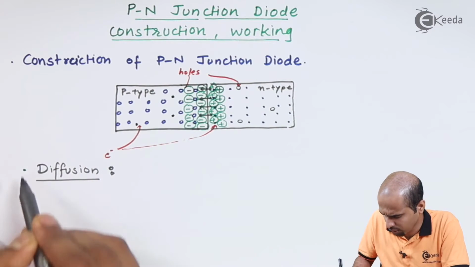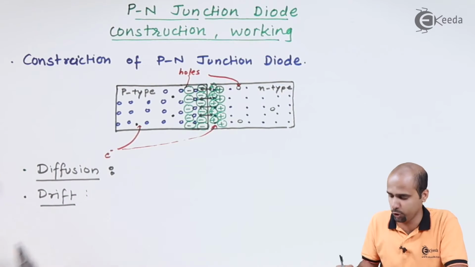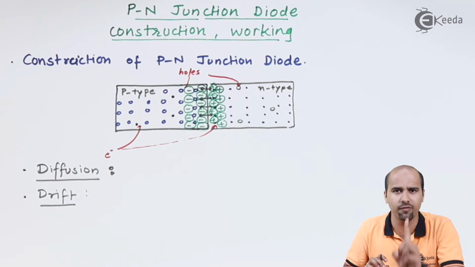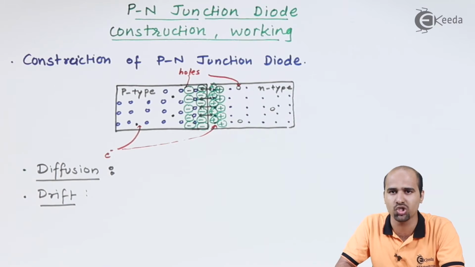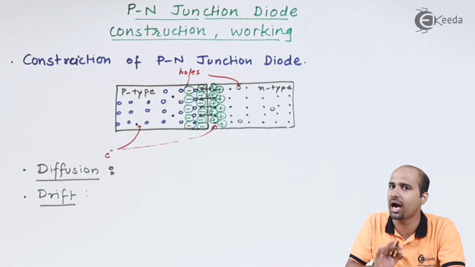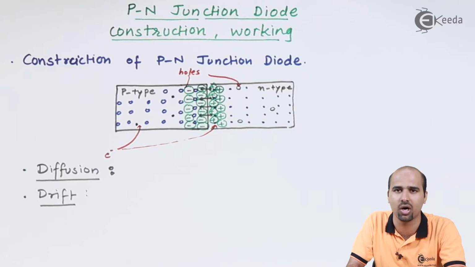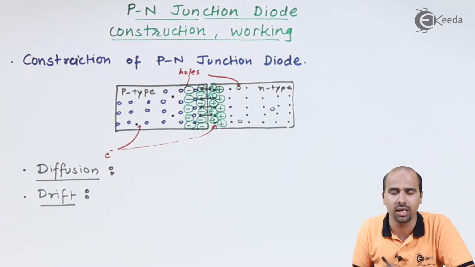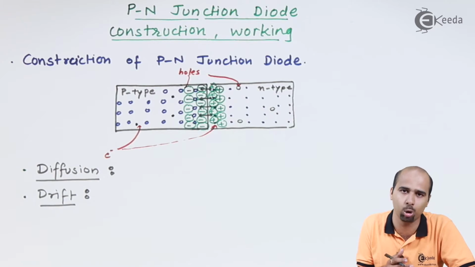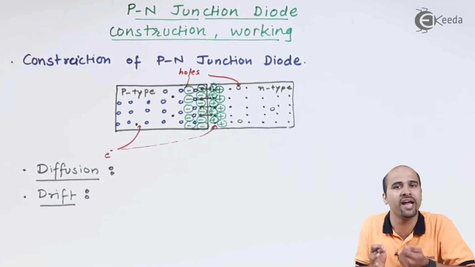Now another process that is called drift. People many times get confused between these two concepts. Mind well, diffusion is the process in which without any external potential electrons move from n-type to p-type and holes move from p-type to n-type to form a barrier. Drift is the process in which the electron moves from n-type to p-type and holes move from p-type to n-type after applying external potential or external energy.